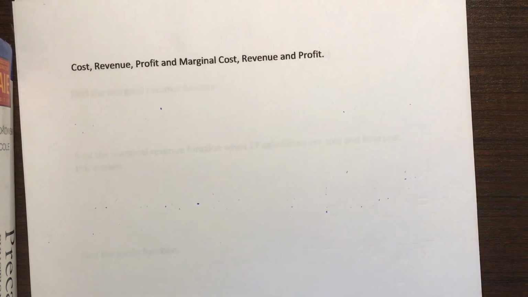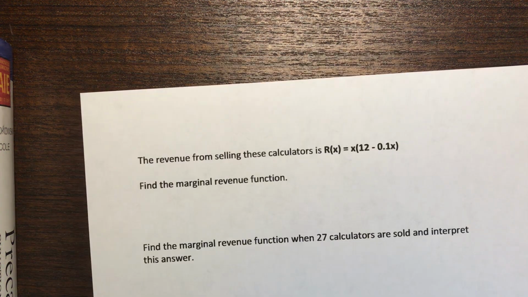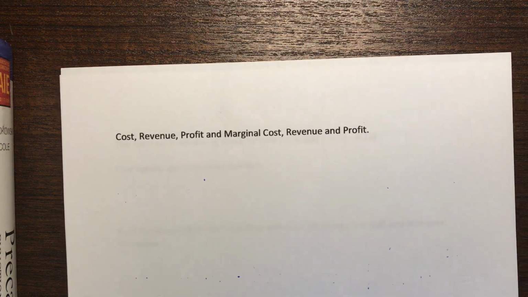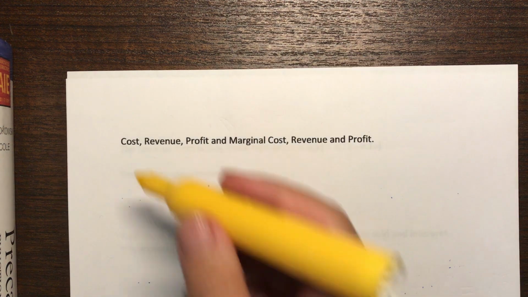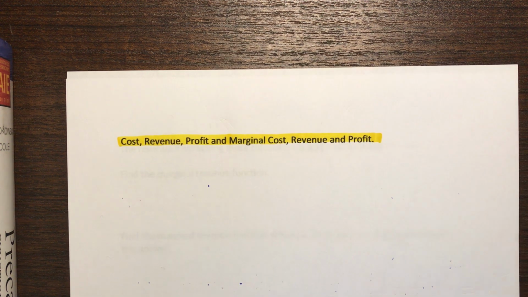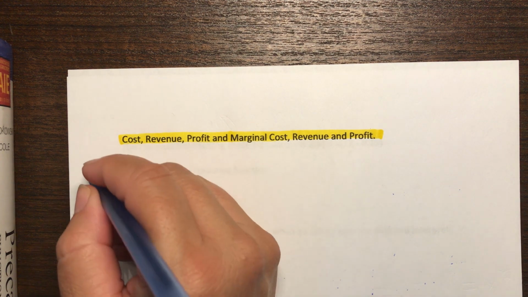Now let's continue. What we're going to continue with is still taking a whole bunch of derivatives, but for some reason. So we're going to be doing some business applications. So what is more business than talking about cost, revenue, profit, and then marginal cost, revenue, and profit? So let's start one thing at a time. What is cost?